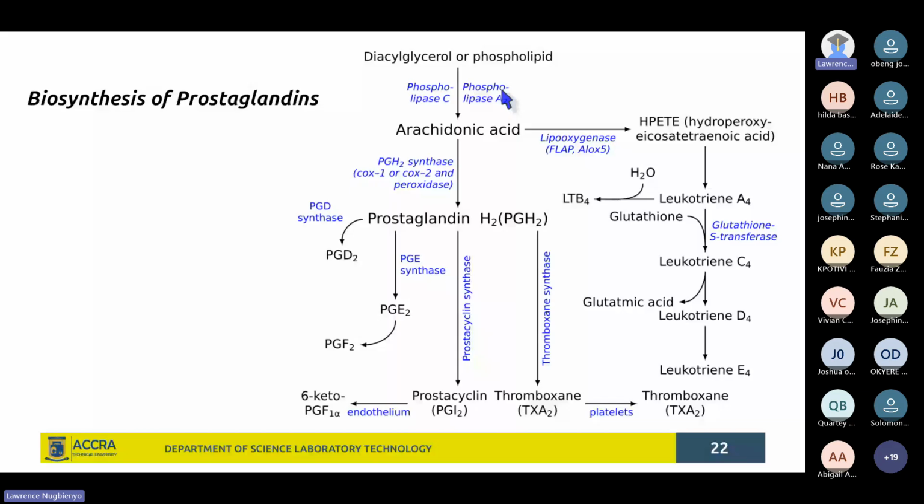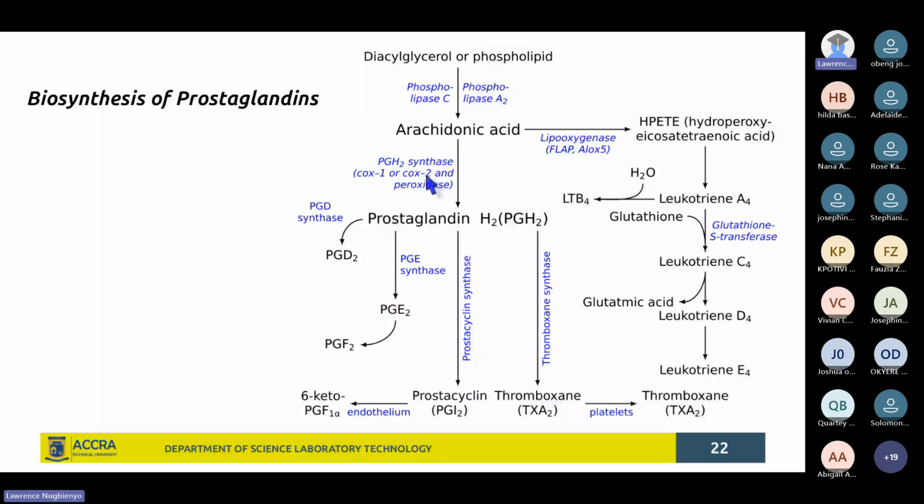Either there's phospholipase C that cleaves off some phosphate group from phospholipid, and then you can have the production, and then there will be some cyclization reaction along the line, but let's not bother so much about that. What I want us to focus on is these two enzymes here, COX-1, COX-2, which is cyclooxygenase. So these are cyclooxygenases.